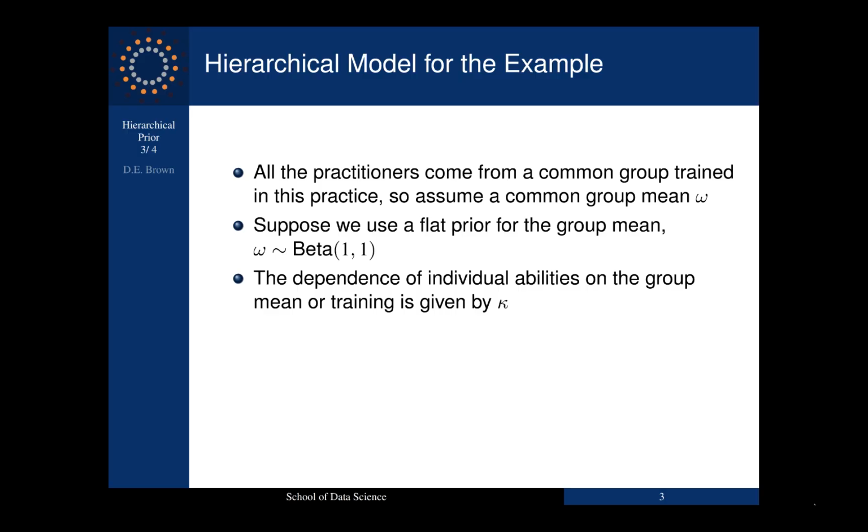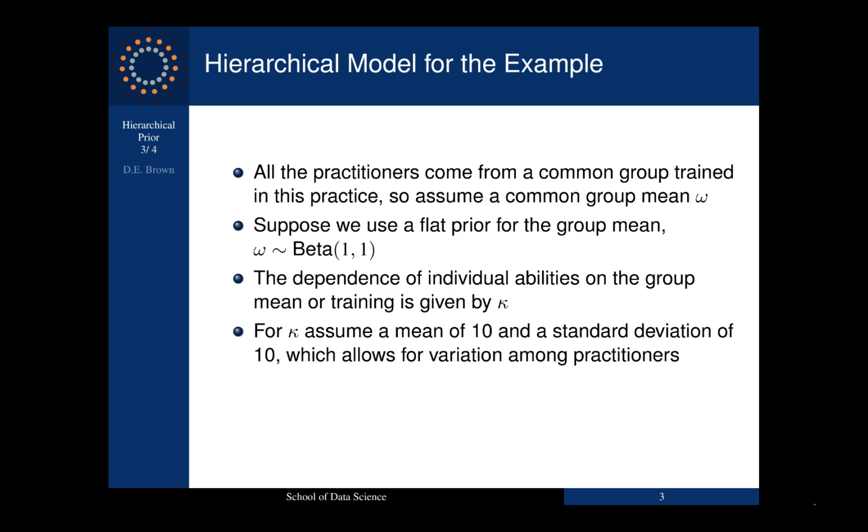The dependence of individual abilities on the group we're going to model using the parameter kappa. And that will allow us to see, for instance, if the training that these individuals have received has carried over to them, so that they all behave roughly the same, or if they basically spread out and become individualized in their ability to do this practice. So for kappa, we're going to assume a mean of 10 and a standard deviation of 10, which will allow for variation among practitioners.